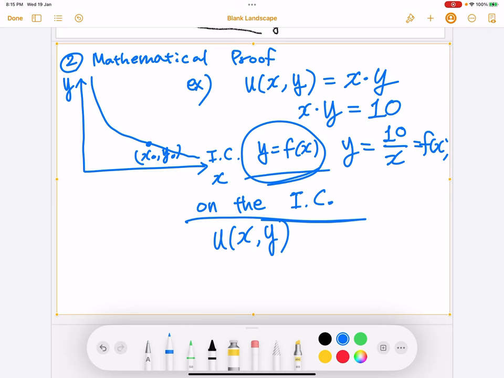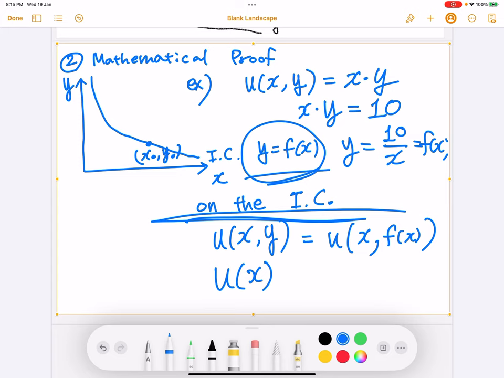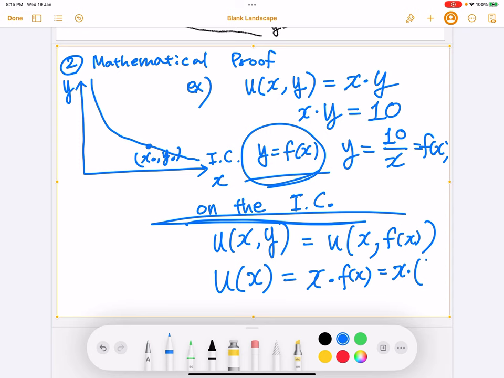Your y is f(x). You can actually represent your utility function as a one variable function, x, f(x), if you are on the indifference curve. So with this example, if u(x,y) is x times y, your u becomes just a one variable function, x times f(x), which is equal to x times 10 over x.